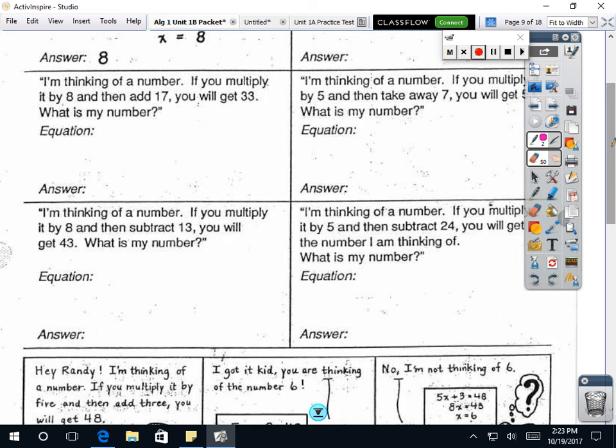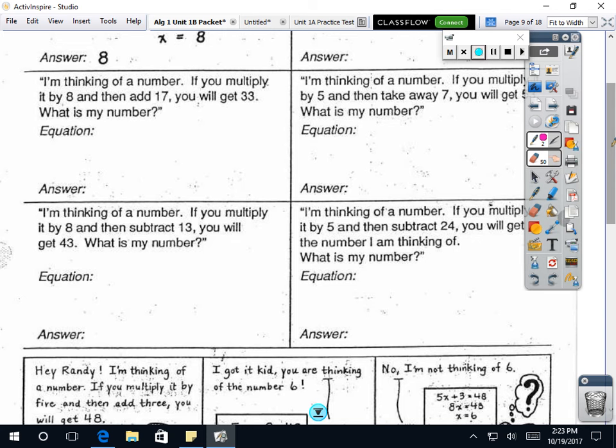Okay, on page 8, we're on the left side. The top one's already done for you. So we're going to go down to that middle one that says, I'm thinking of a number. If you multiply it by 8 and then add 17, you will get 33. What is my number? Well, before you do anything, do you know what the number is?